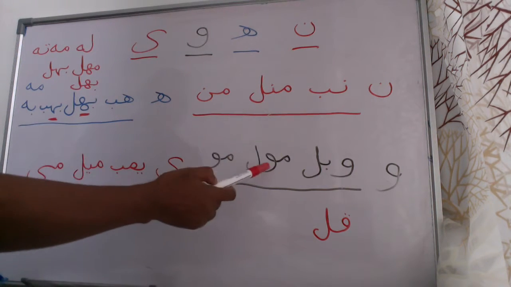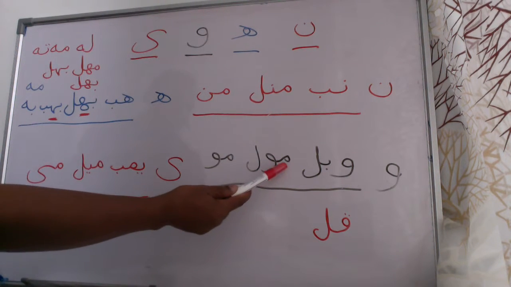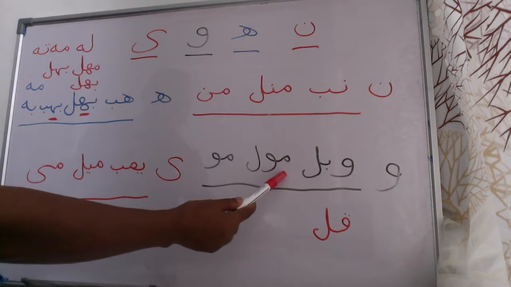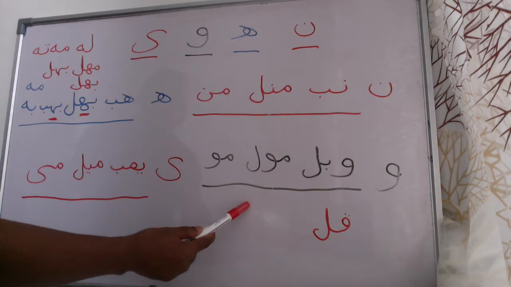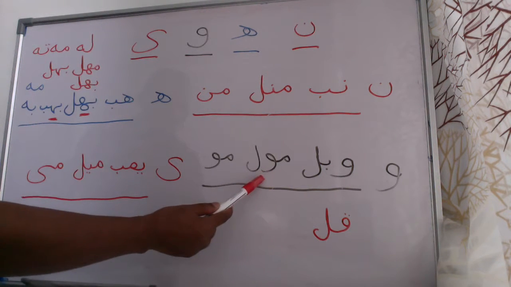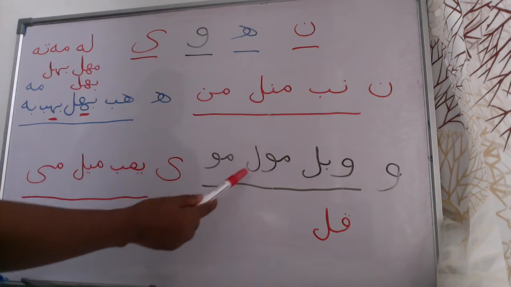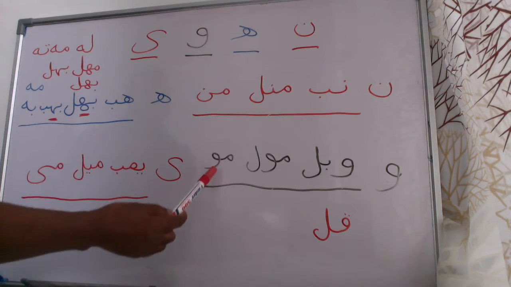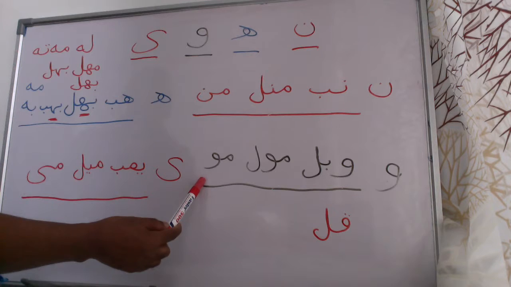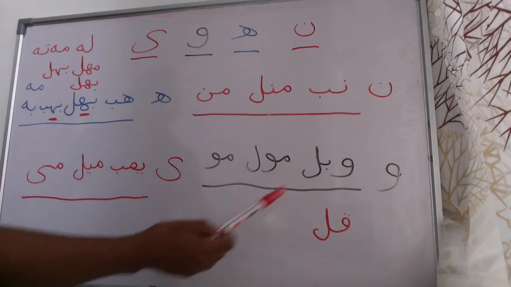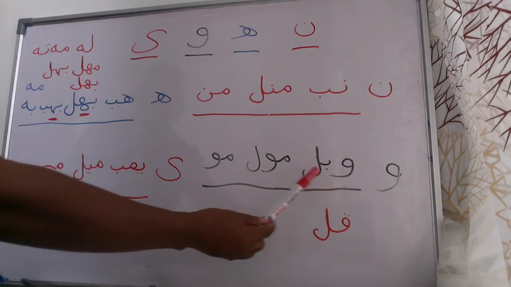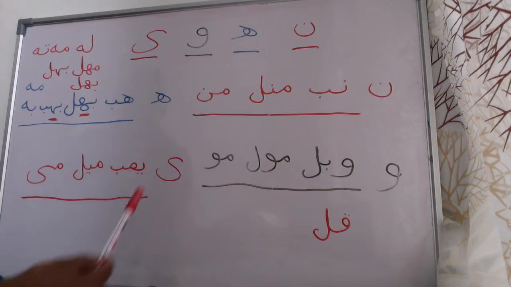It can be connected to a letter preceding it, like this. It's connected to the meme. The meme here connected to the wow, and then it stops here in order for you to write the lam. And this is the wow at the end. So the wow in the beginning, in the middle, and in the end.